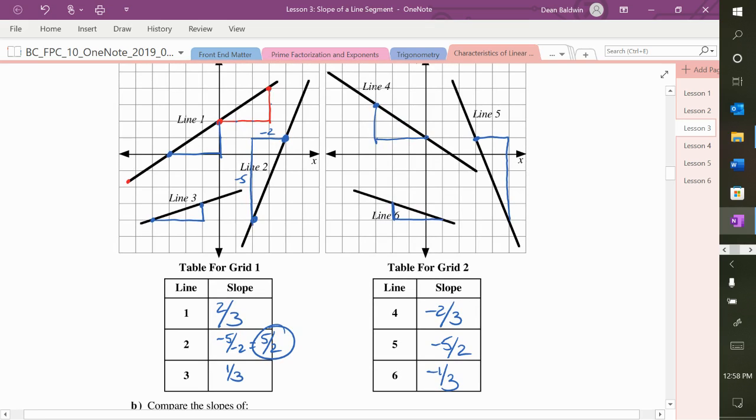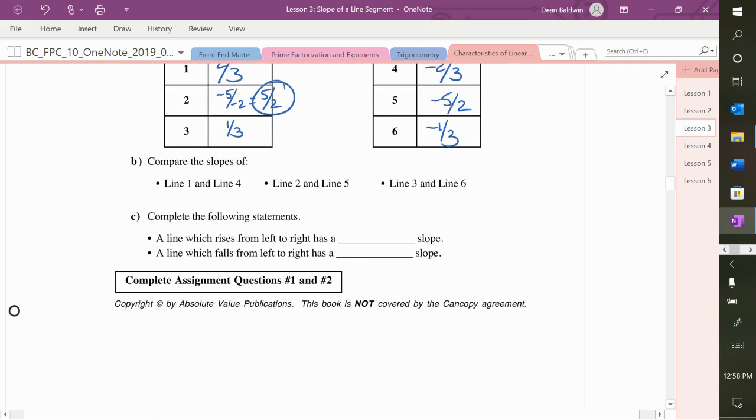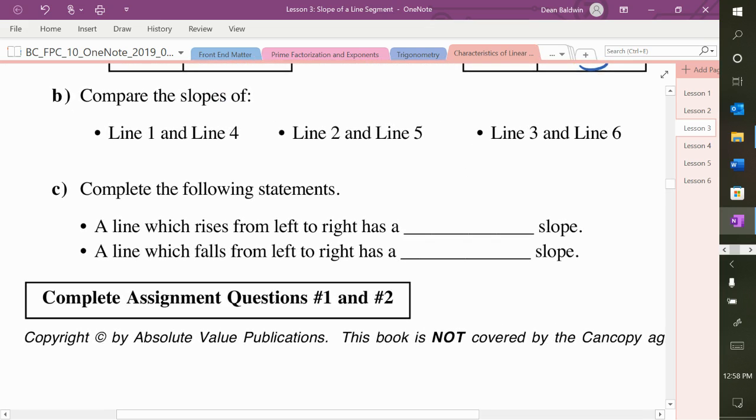If you read a graph left to right, from the left to the right side, if the line goes up, it is positive slope. If you read it from left to right and the line goes down, that's negative slope, which is summarized at the bottom. They will say a line which rises from left to right, so it looks like this, that is a positive slope. If it falls like that, that is a negative slope.